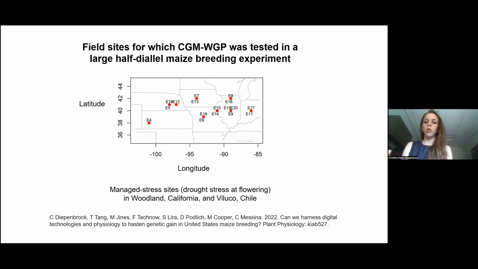Okay, in terms of the large maize breeding experiment that I will discuss, there were several environments throughout the target population of environments. Many of these were well-watered environments. There were also managed stress environments, at experimental stations in Woodland, California and Buluco, Chile. The stress in this case was drought stress at flowering, which is a pretty critical period for maize in its development. I will describe the results across these sites hereafter.